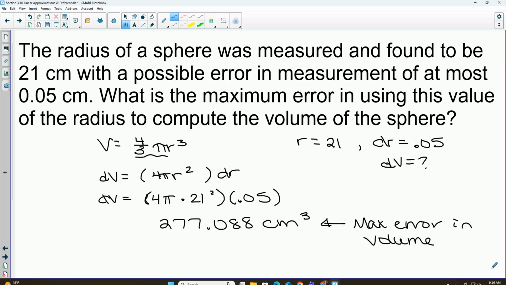So if this were something and I thought, well, that is too much error, that won't work, I would have to go back and make sure my radius measurement was more accurate. I would have to lower the dr in order to make this more accurate. Okay. Questions on that?